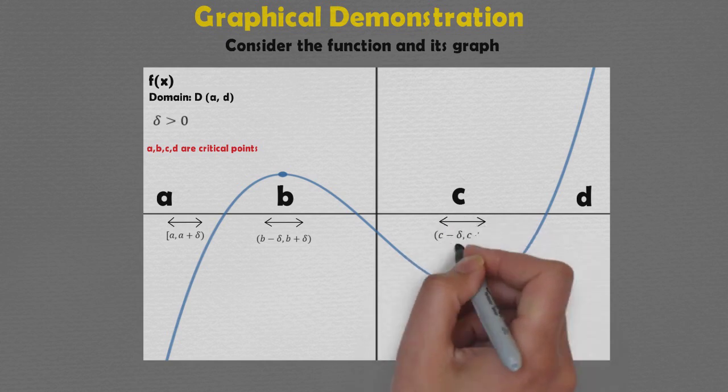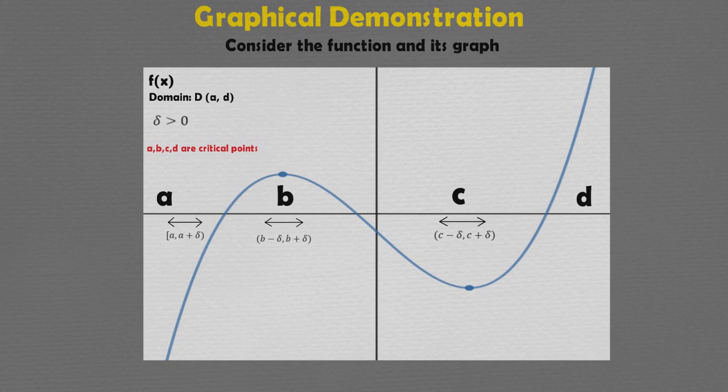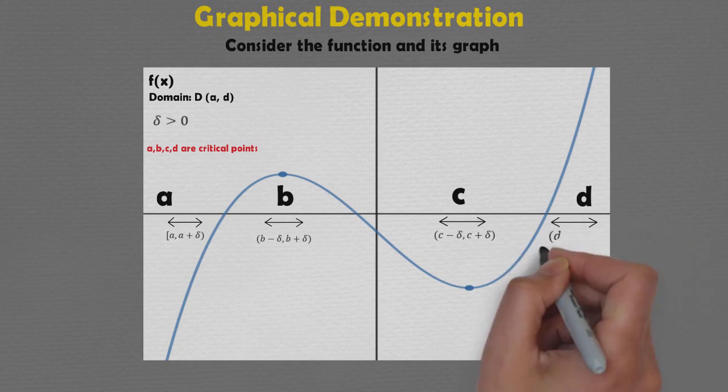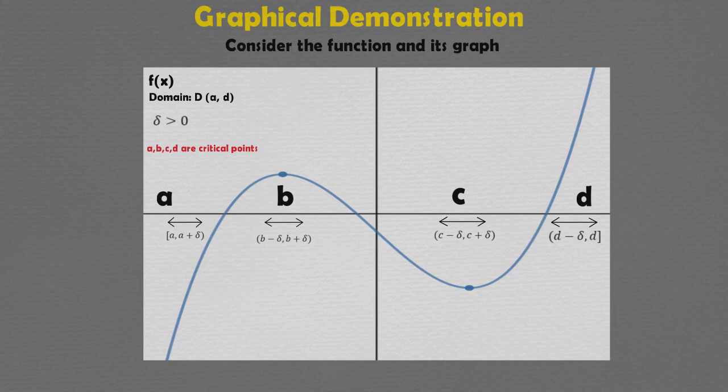Similarly, consider an interval about critical point c. The interval is from c minus delta to c plus delta. So it is the third interval including critical point c. Consider another interval about critical point d. The interval is from d minus delta to d. So it is the fourth interval including critical point d.